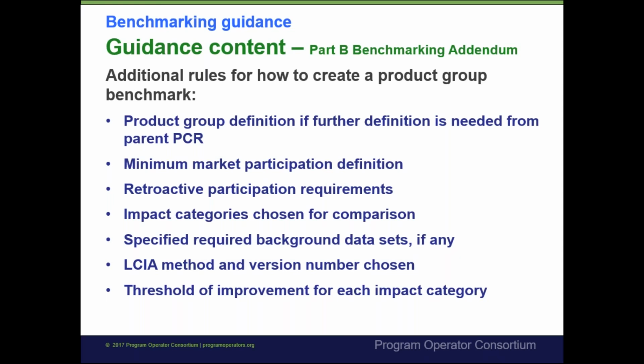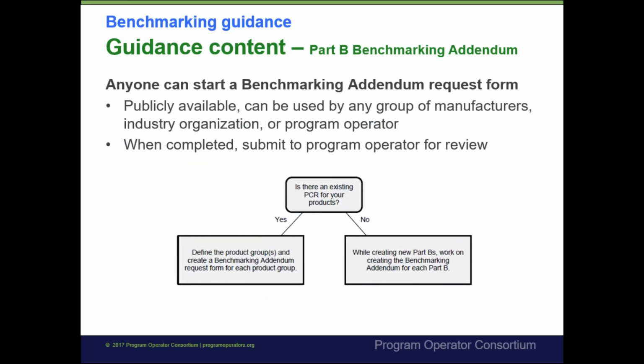So the way it works is anyone can start a request form. They're publicly available and can be used by any group of manufacturers or industry association or program operator. And when they're completed, they can be submitted to the program operator. Then if there is already an existing PCR for your products, you can define the product group or groups that the PCR covers, and then fill out a request form for each product group. And if a PCR doesn't already exist, you can work on benchmarking concurrent with the creation of new Part Bs.